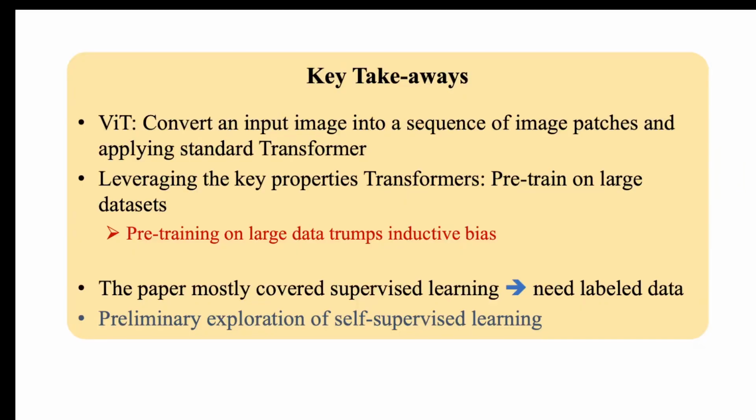And that brings us to the end of this video. In this video, we covered ViT, which is a pivotal paper in computer vision that not only leverages attention, but also was able to make use of other important factors in transformers. That is, the scalability of pre-training on large-scale datasets, and then fine-tune them on smaller downstream tasks. Although most of the experiments in this paper were based on supervised learning for pre-training, the authors also had some preliminary exploration of self-supervised learning.